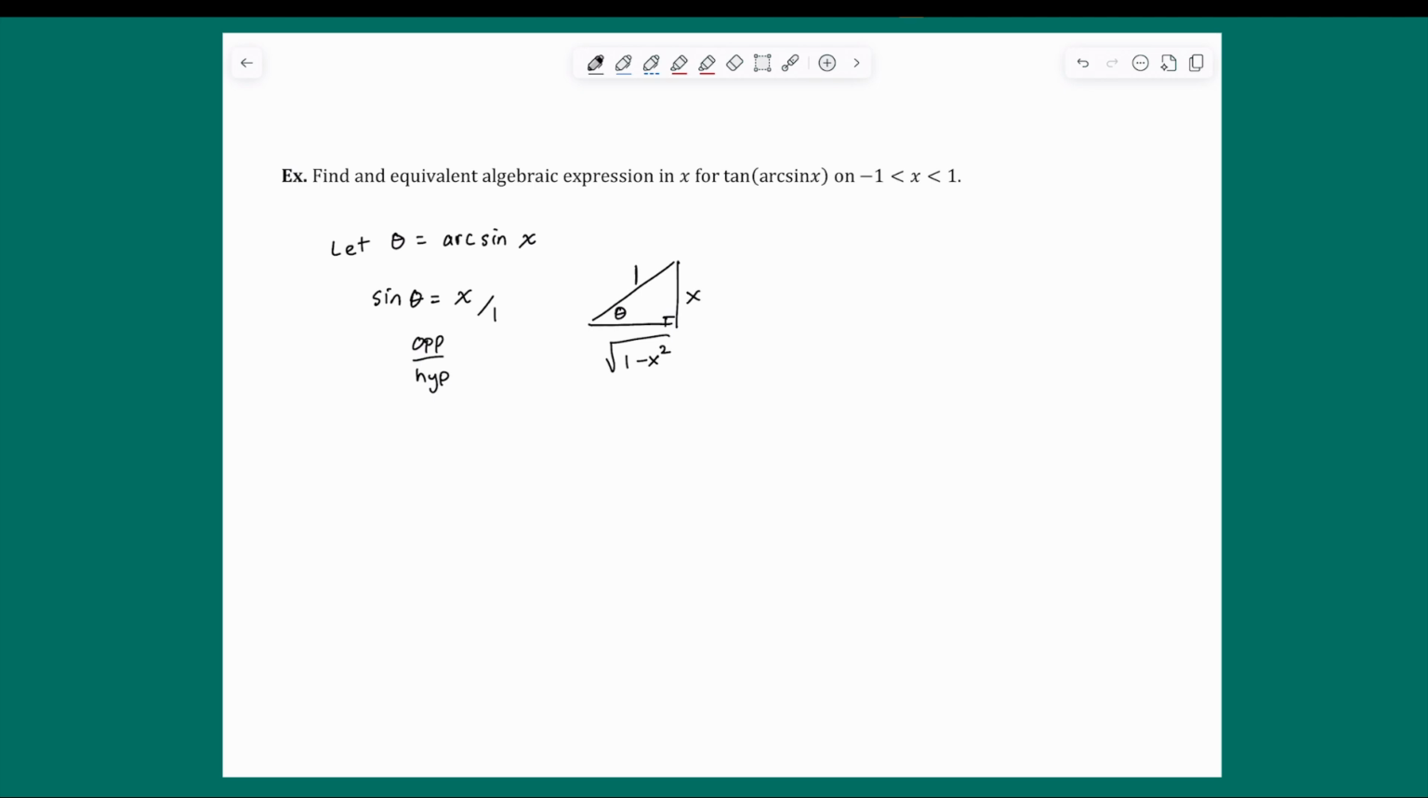And now we can find an algebraic expression to replace tangent of arc sine using this angle in the right triangle. So then we could say tangent of this angle, arc sine of x, which we call theta. So what is tangent of theta? Well, we know it's just opposite over adjacent. And what is opposite? Well, x. And then what is adjacent? The square root of 1 minus x squared. And there you go.